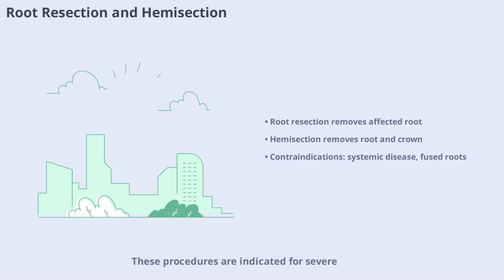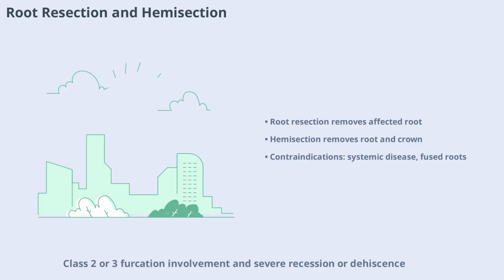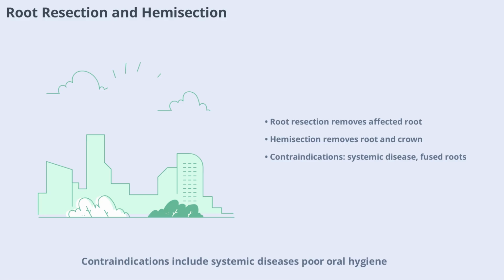These procedures are indicated for severe bone loss affecting one or more roots, Class 2 or 3 furcation involvement, and severe recession or dehiscence. Contraindications include systemic diseases, poor oral hygiene, fused roots, and unfavorable tissue architecture.